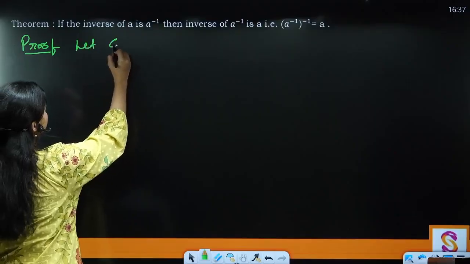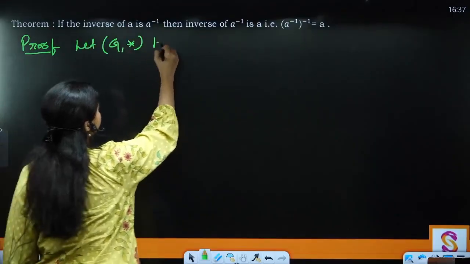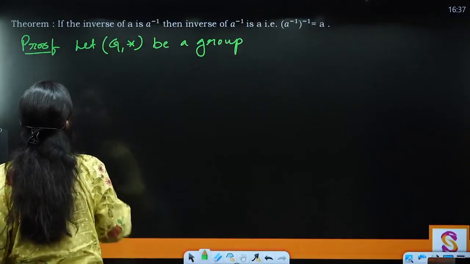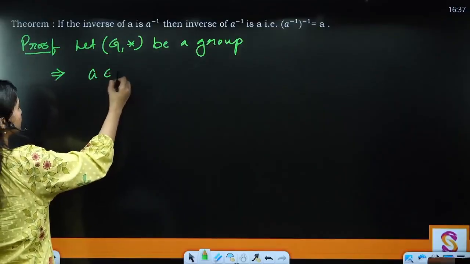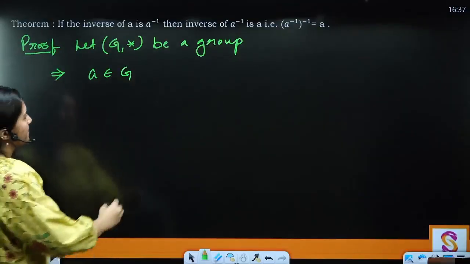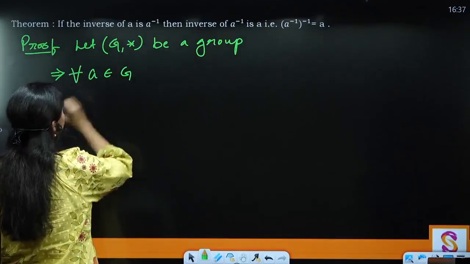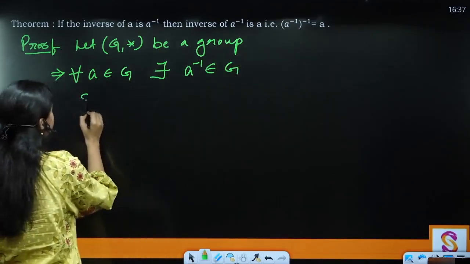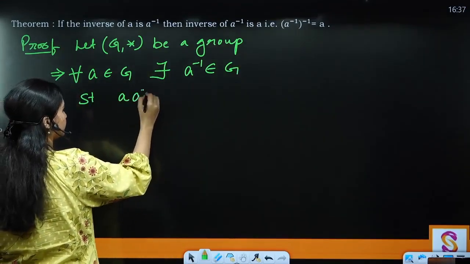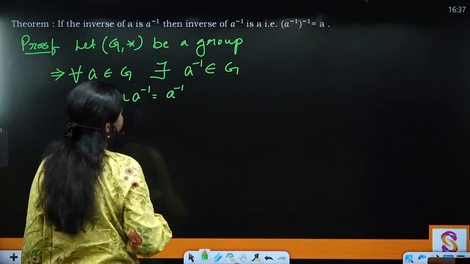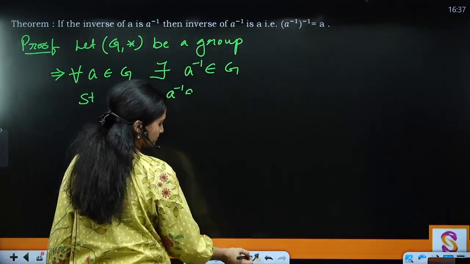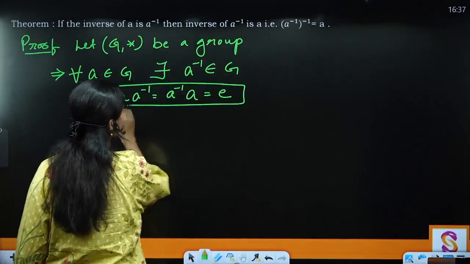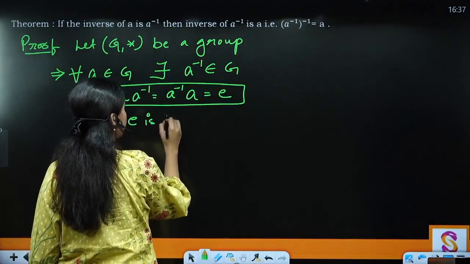Let G star be a group, right? This implies that A belongs to G for all A belongs to G. There exists A inverse belongs to G such that A inverse equals A inverse A equals, right, is identity element.